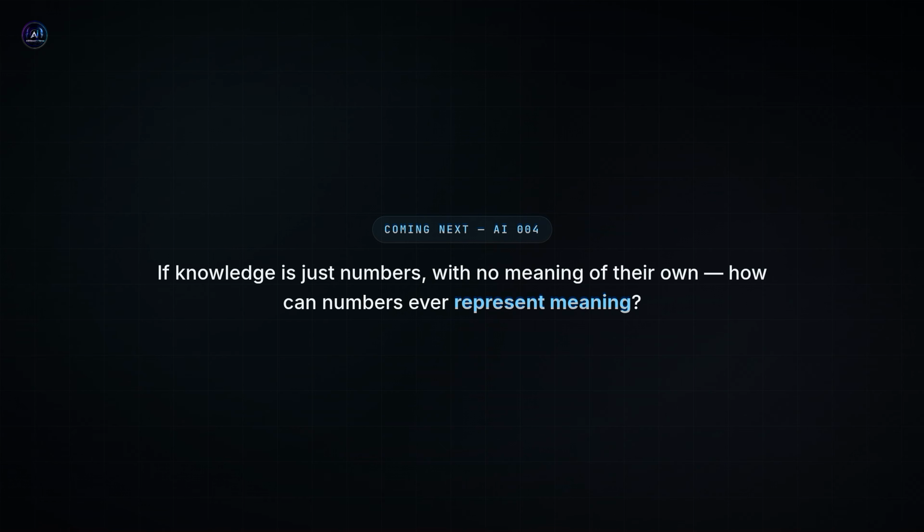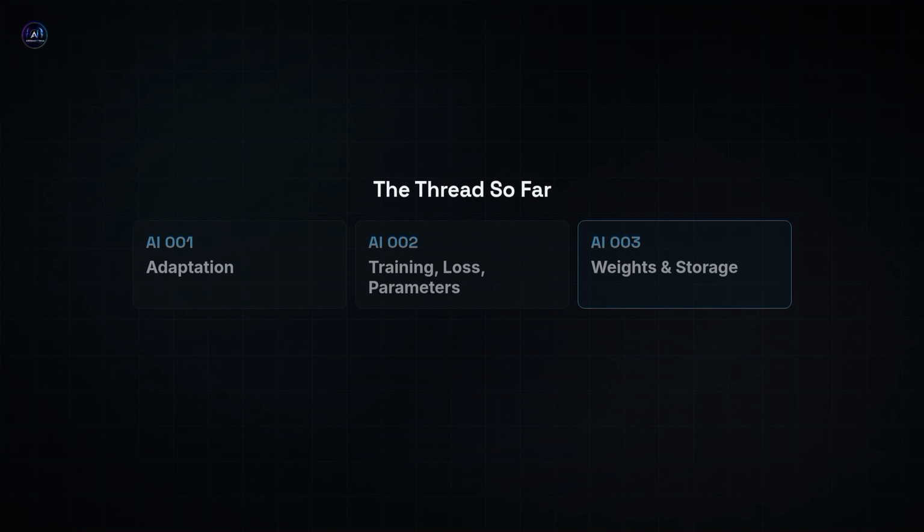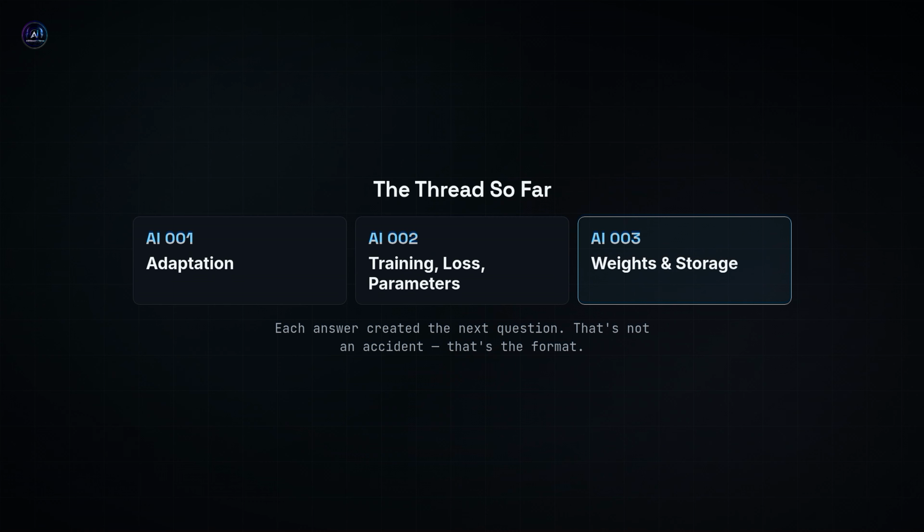If knowledge is just numbers, weights, with no inherent meaning on their own, how can numbers ever represent something like meaning at all? That's exactly where episode 4 goes. Quick thread check. Since these 3 episodes lock together, we defined intelligence as adaptation from feedback. We opened that adaptation up and found training, loss, and parameters underneath it. And today, we found out where those parameters actually end up living once training stops. Each answer created the next question. That's not an accident. That's the format.